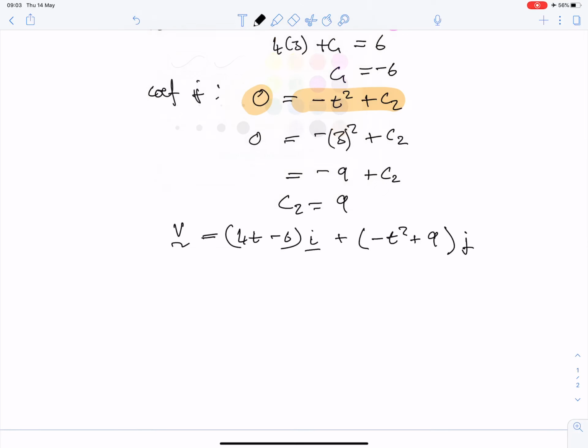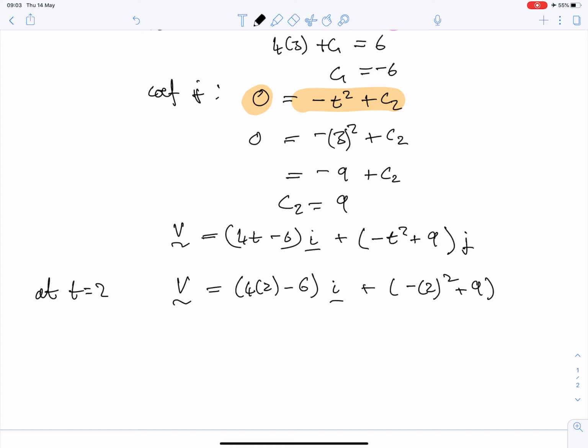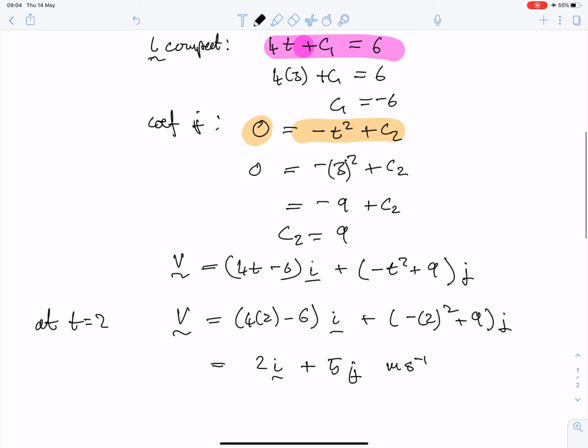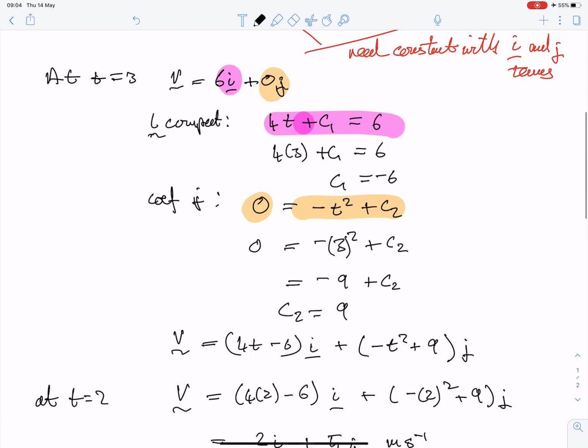So at t equals 2, v is equal to 4 lots of 2 minus 6, i, plus minus, remember the bracket in for the t again, 2 squared plus 9, j. So we end up with 2i plus, 2 squared is 4, negative 4 plus 9 is 5j, meters per second. But we didn't just want the velocity, we wanted the angle with i.